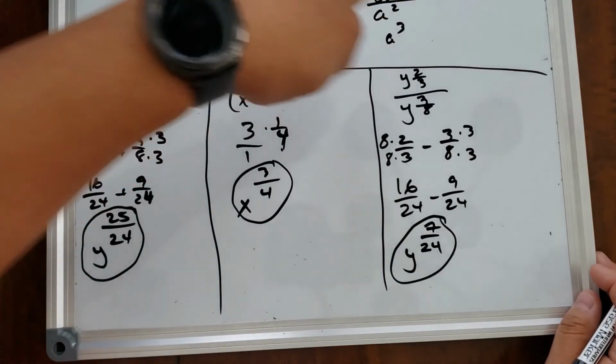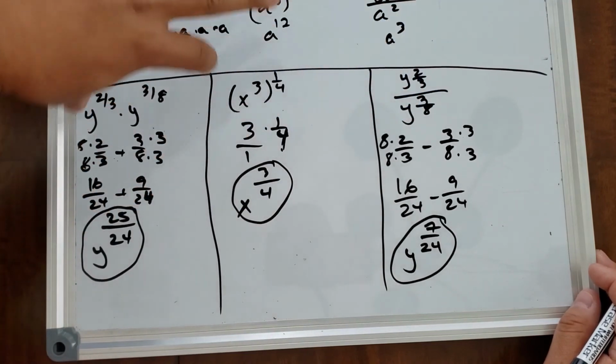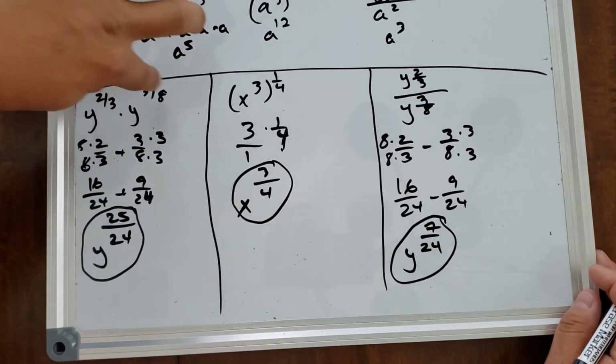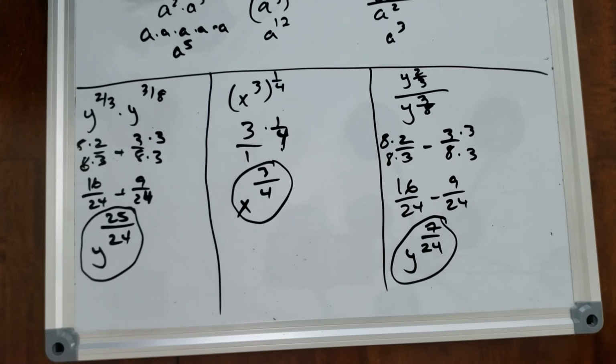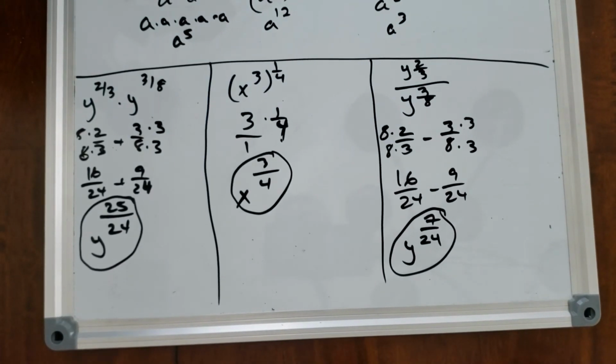So whenever you're multiplying, raising powers to powers, and dividing, we're going to use the same rules we did before, but now we're just dealing with fractions, right? So we have to make that adjustment. And that's what we got for today.